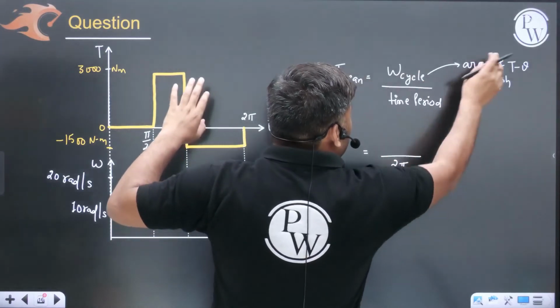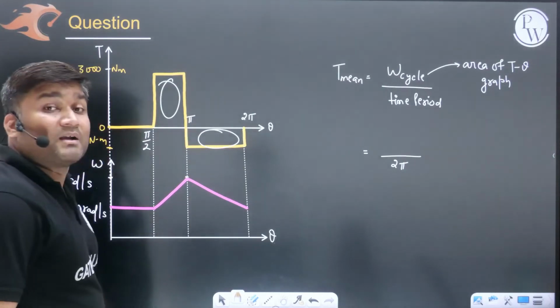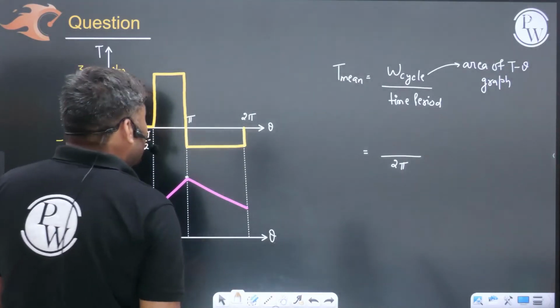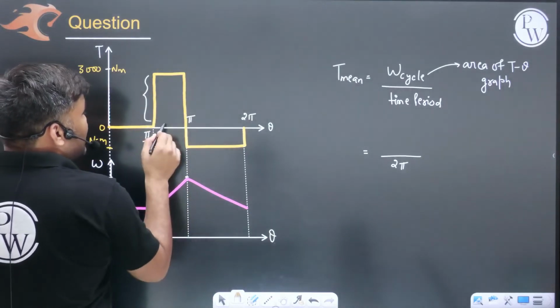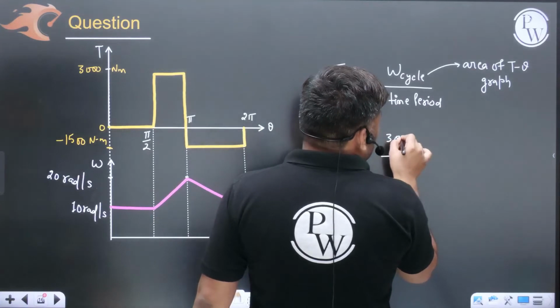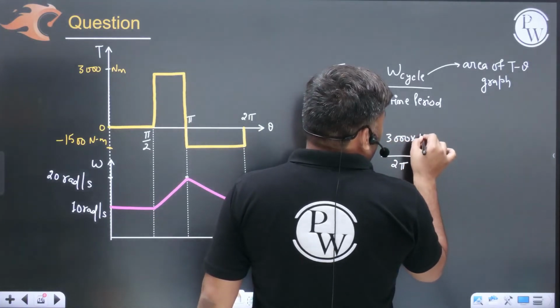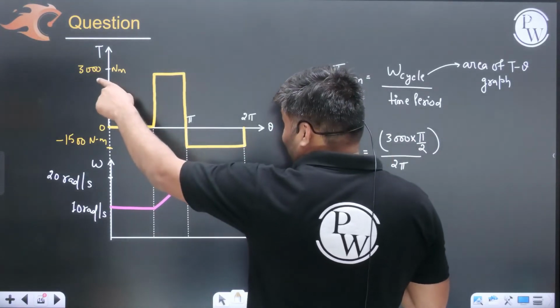Work done in one cycle, area of the T theta diagram. This area plus this area. यही तो है total work done in one cycle. How much is the total work done in one cycle बेटा? How much is this area? ये area कितना हो जाएगा? 3000 into pi by 2 कितना होता है बेटा? Positive area है ना? Positive 3000 था.